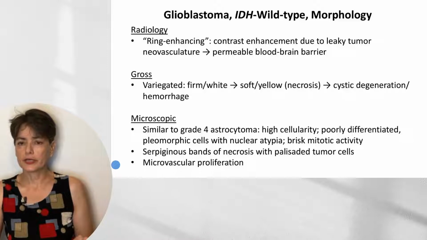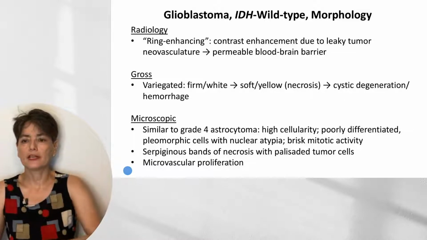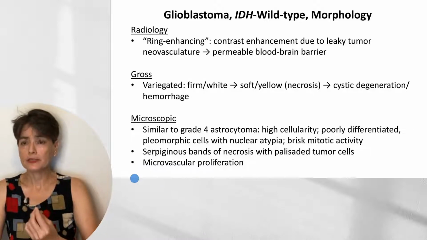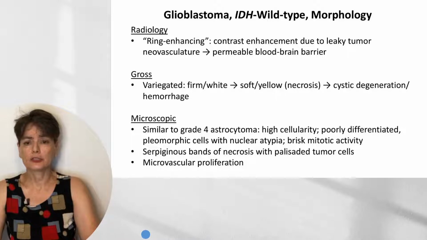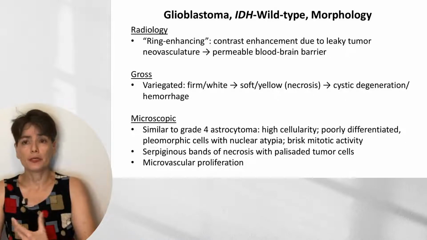But it is also characterized by these two features: significant necrosis, which tends to have a serpiginous appearance with tumor cells that are lined up in parallel or palisaded around the border, and a microvascular proliferation. Now, as I mentioned, you can also see that in astrocytoma. What we can do, however, is to use molecular techniques to make the diagnosis.